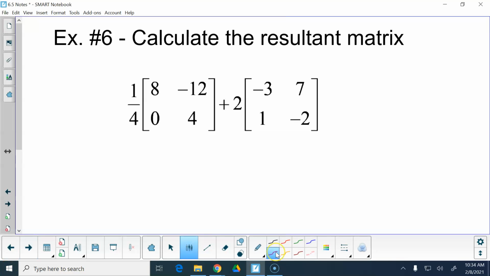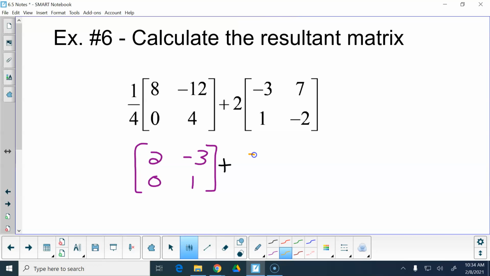So if we multiply the first matrix by 1/4, 8 times 1/4 is 2, because it's like 8 divided by 4. Negative 12 times 1/4 is negative 3. 0 times 1/4 is 0. 4 times 1/4 is 1. Look at that. Then we have to add to that twice the second matrix here.